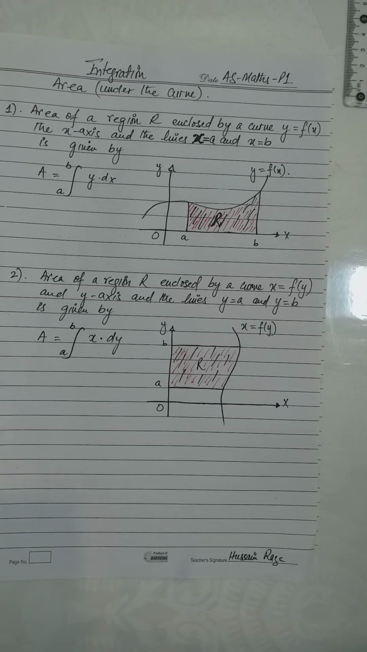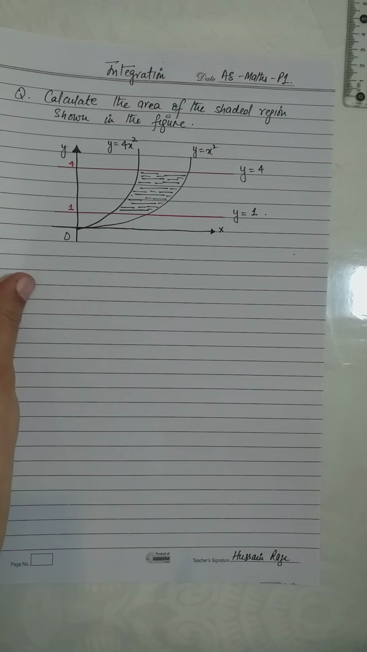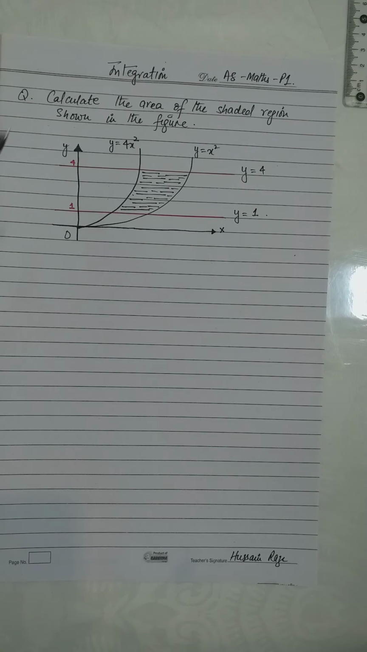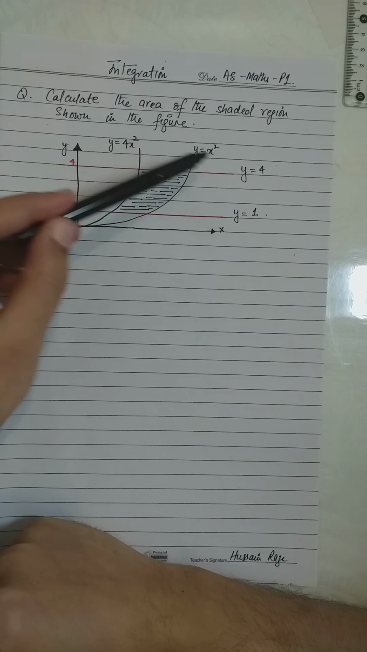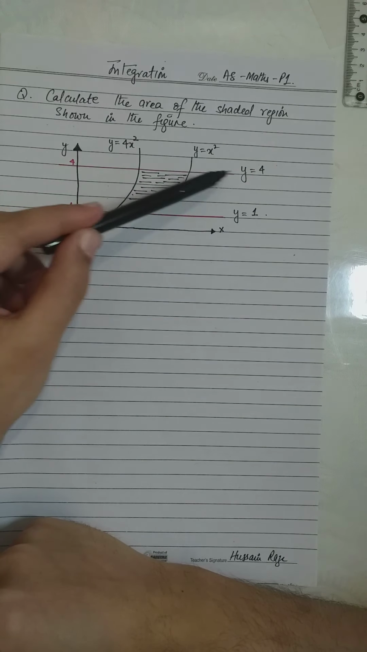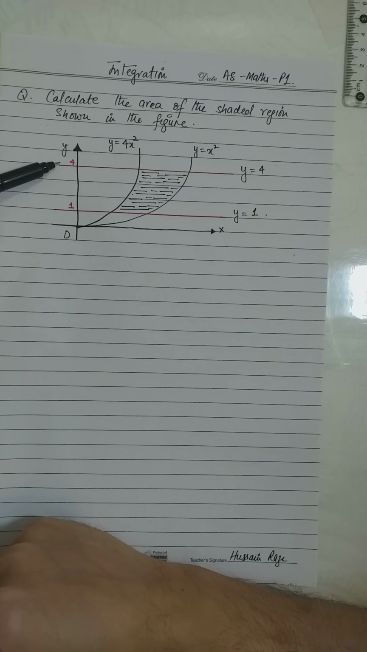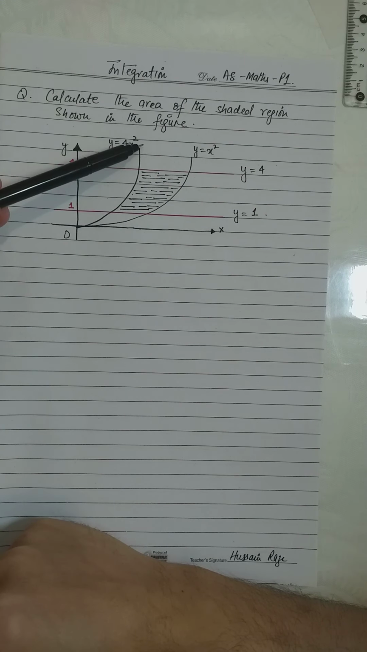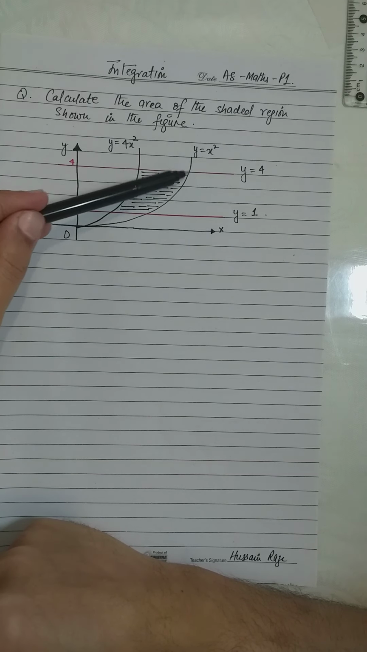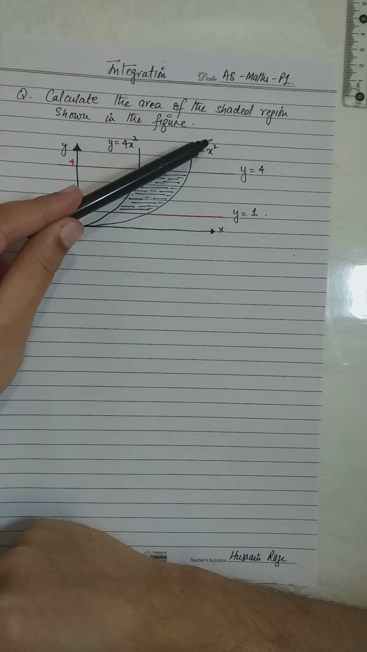So we have an equation over here, a question that I've taken. It says calculate the area of the shaded region shown in the figure. Now that is the area which is bounded by, or enclosed by, the lines y equals 4 and y equals 1, this equation right over here, which is y equals 4x squared, and this equation right over here, which is y equals x squared.